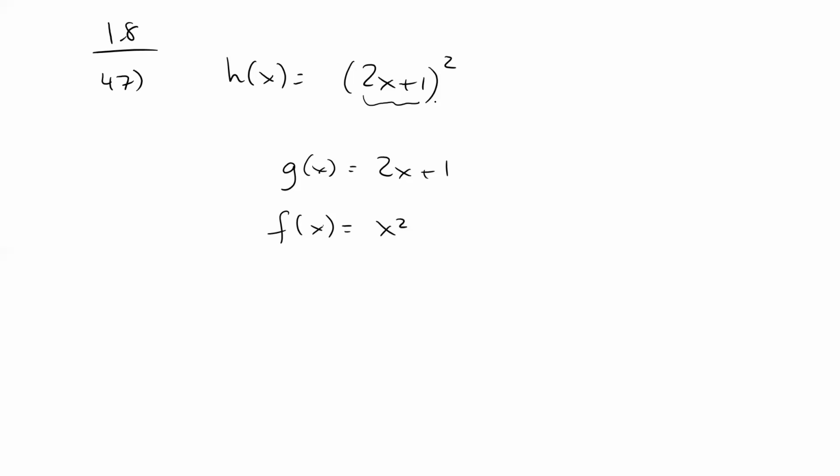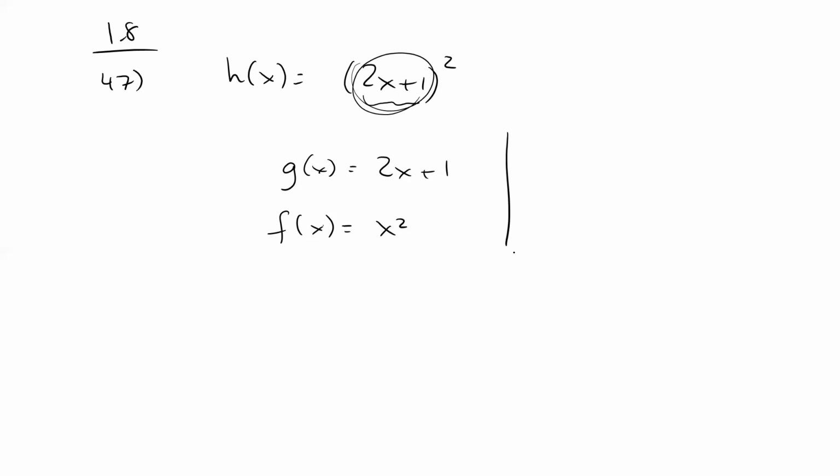It's taking this whole thing and squaring it. So the f function is the outside function, it's squaring things. G function is the inside function, it's doubling it and adding 1. So now we're separating those out.